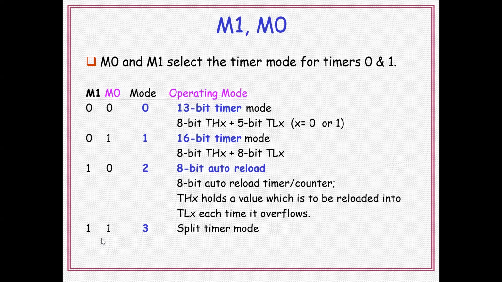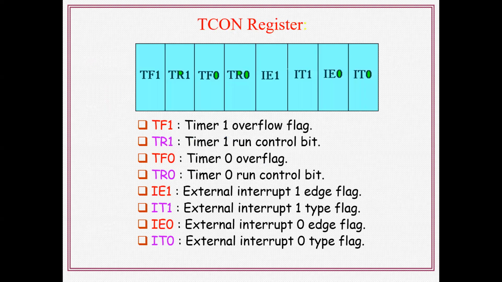Next one is mode 3. Mode 3 is also known as the split timer mode, where a 16-bit timer is split into two 8-bit timers. So mode 0 is the 13-bit timer mode, mode 1 is the 16-bit timer, mode 2 is the 8-bit auto reload functionality, and mode 3 is the split timer mode. This split timer mode supports both 8-bit and 16-bit.